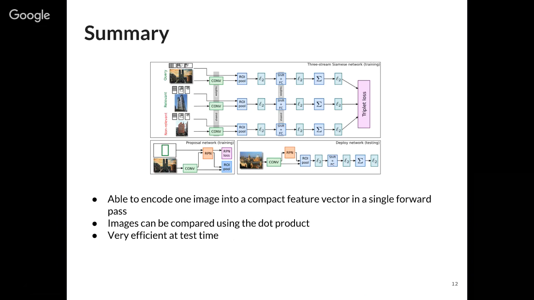And then, as a summary, they propose an architecture that is able to encode one image in a forward pass in an efficient way. And images can be compared very fast using the dot product. And well, at this time, it's very fast.